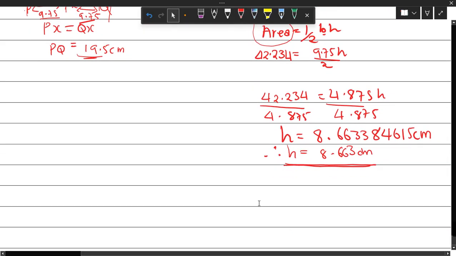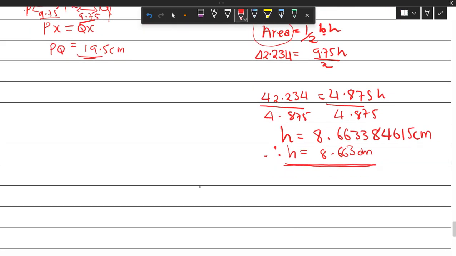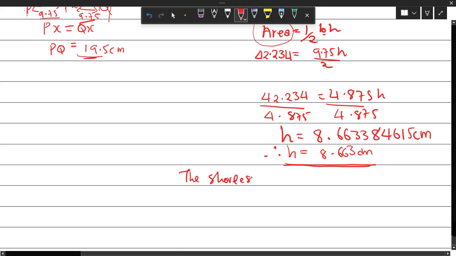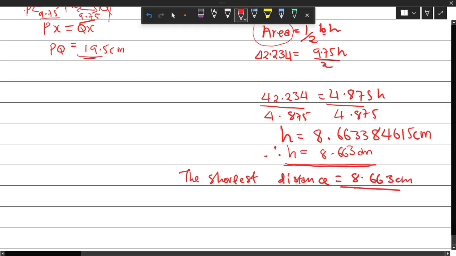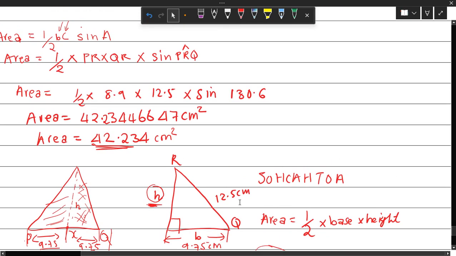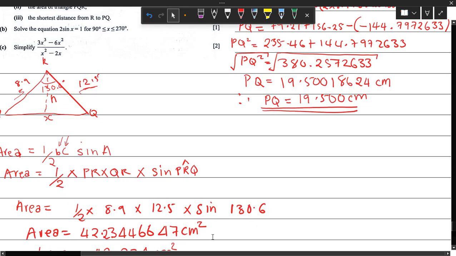They didn't say calculate h. So you say the shortest distance equals to 8.663 centimeters. Okay, like that. So yeah, that's how you solve this question.